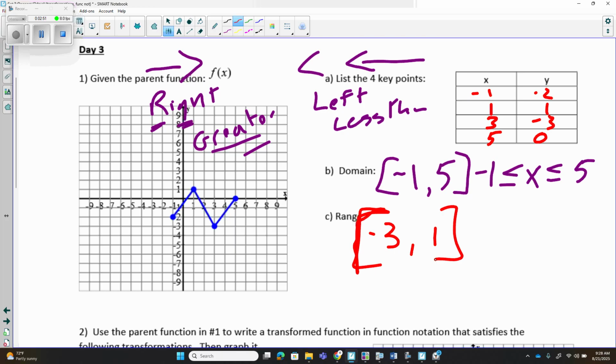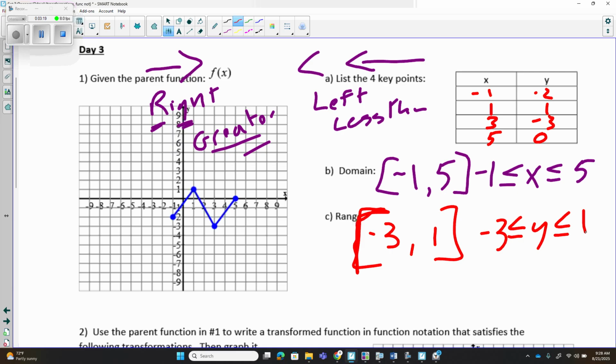Mary Beth, how would you write that? And 1. There you go. All right. So if you're writing inequality, you have to remember if you're using X or Y, right? You have to remember the range is talking about how tall, which is up the Y's.